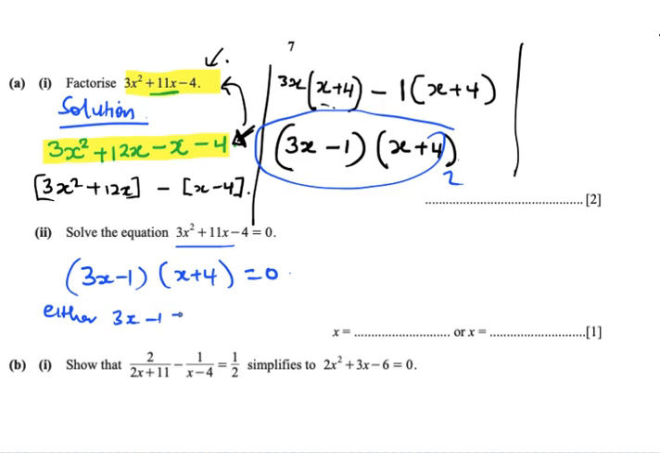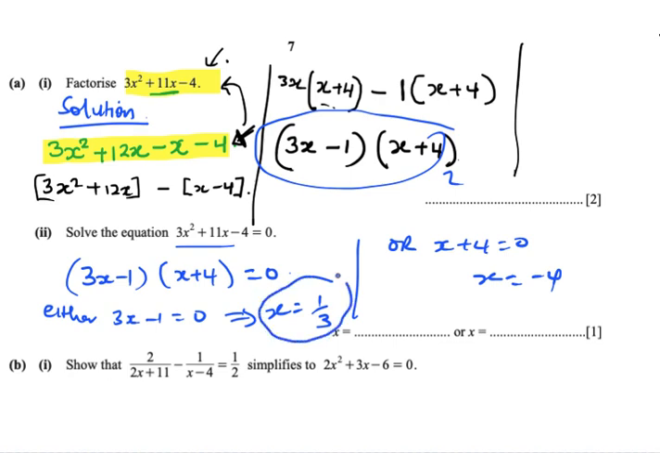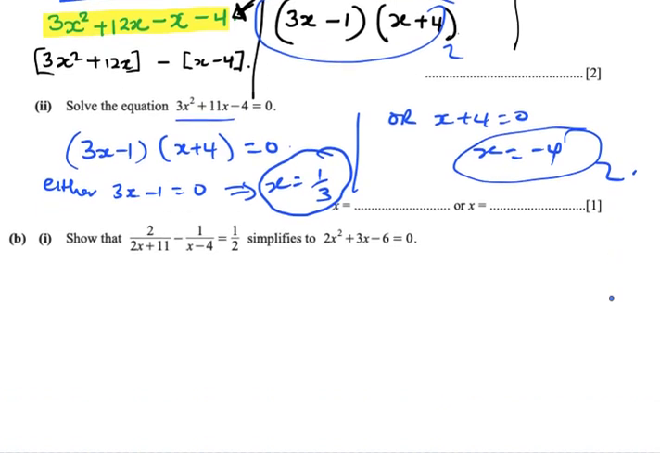3x minus 1 equals 0. In this case, x will be 1 over 3, or x plus 4 equals 0. In this case, x is negative 4. Okay, so the two values of x are this and this. Okay, now that's the answer. We go to the next question.